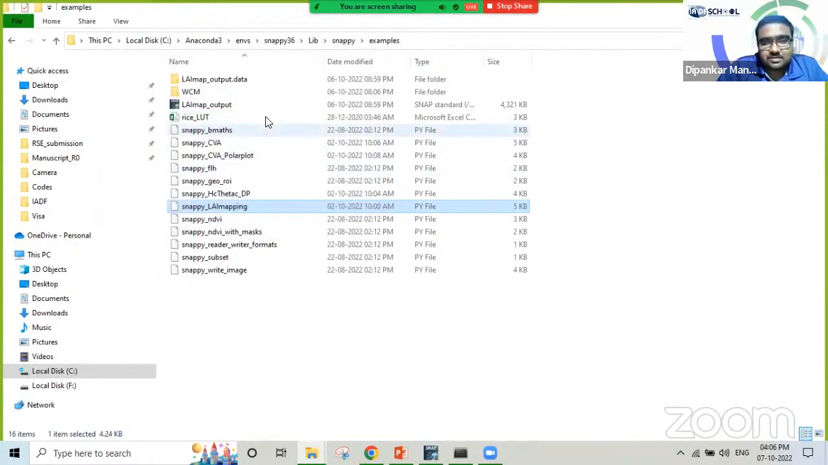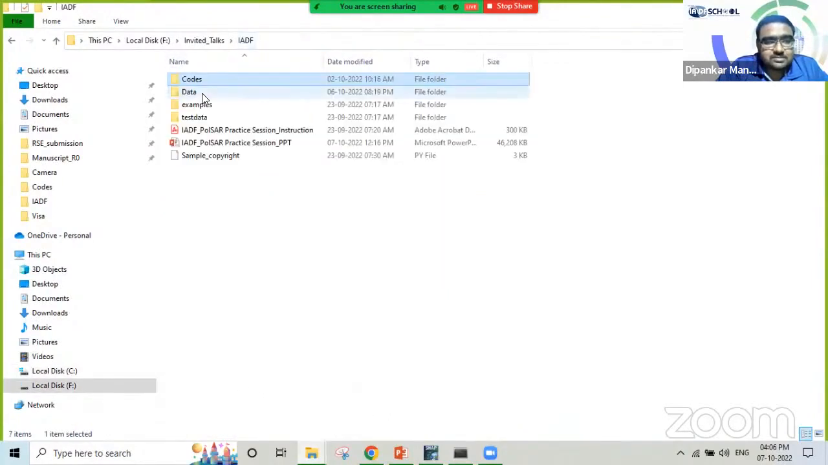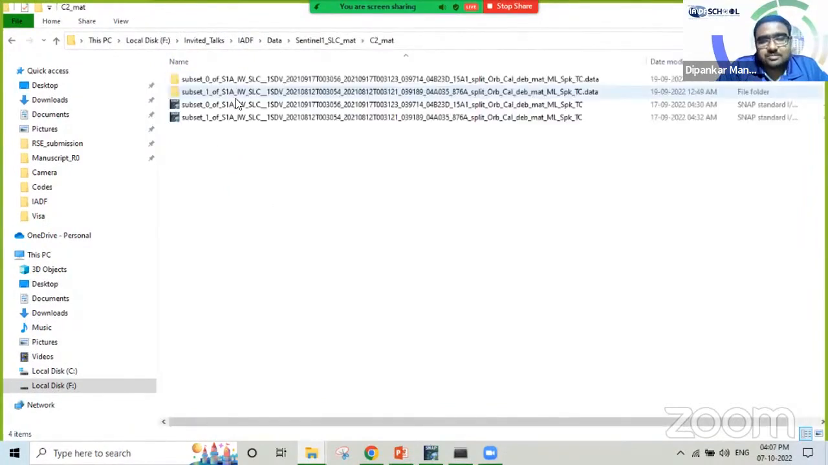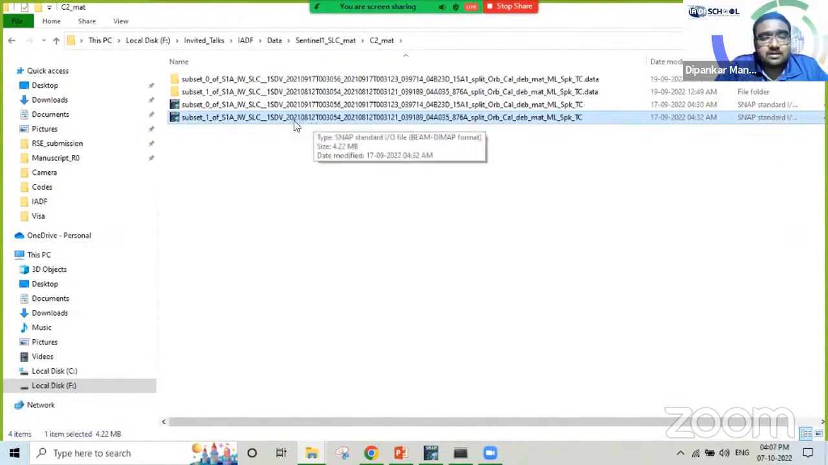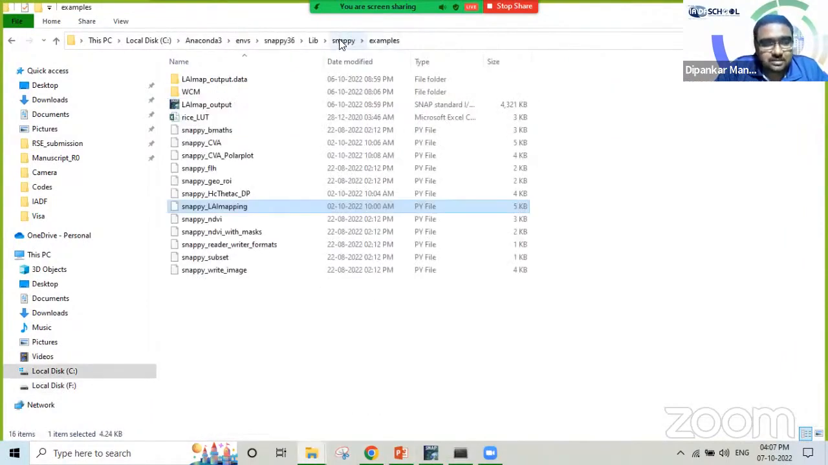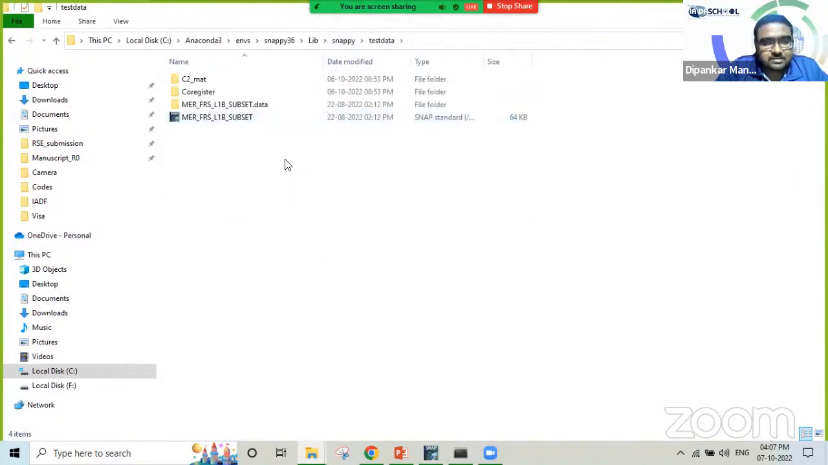Now we have also copied the data of the Sentinel-1 pre-processed C2 matrix, which is stored as a BEAM-DIMAP file in the data folder. In the Sentinel-1 SLC matrix, you can see the C2 matrix; copy one of the images. Say we copy the 12th August 2021 image and the associated HDR files and image files, and paste them in the directory of Snappy test data, in this same directory.